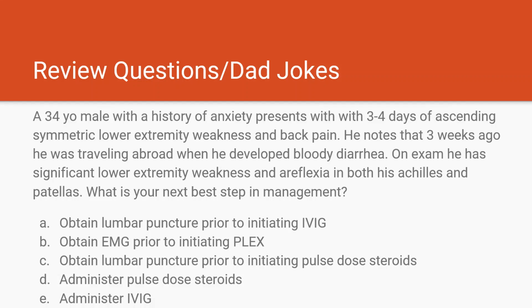A 34-year-old male with a history of anxiety presents with 3 to 4 days of ascending symmetric lower extremity weakness and back pain. He notes that 3 weeks ago he was traveling abroad when he developed bloody diarrhea. On exam, he had significant lower extremity weakness and areflexia in both his Achilles and patellas. What is your next best step in management? Should you A, obtain a lumbar puncture prior to initiating IVIG, B, obtain EMG prior to initiating Plex, C, obtain lumbar puncture prior to initiating post-steroids, D, administer post-steroids, or E, administer IVIG?